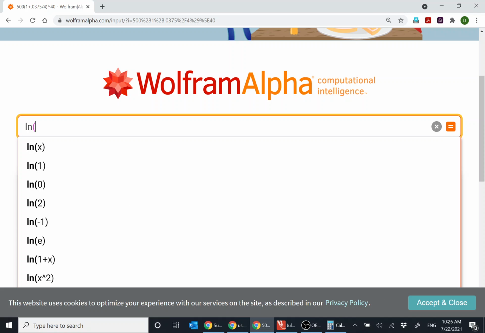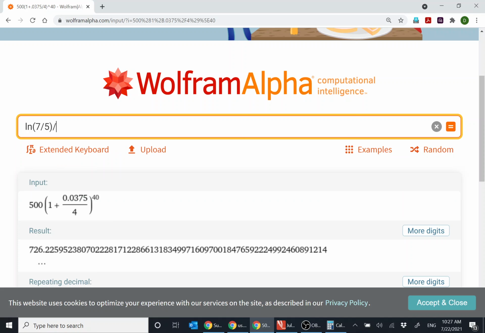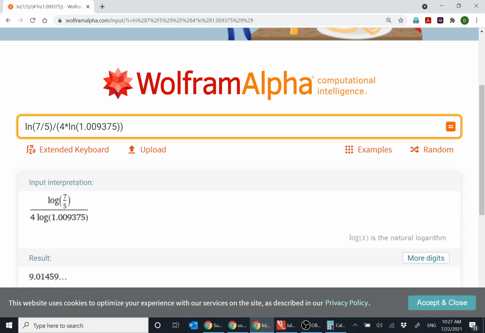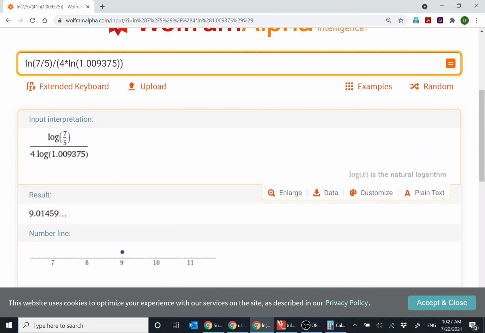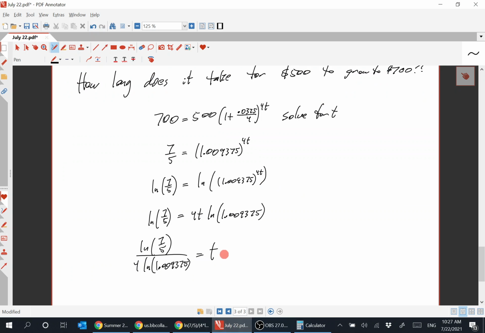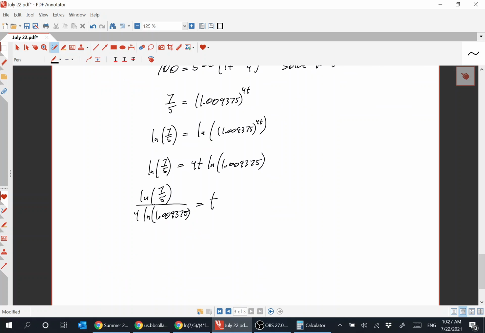So natural log 7/5 divided by 4 times natural log 1.009375. So 9.01 years is approximately t.